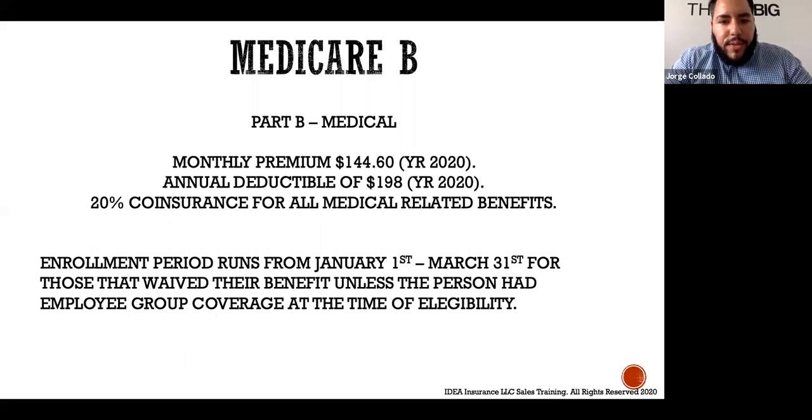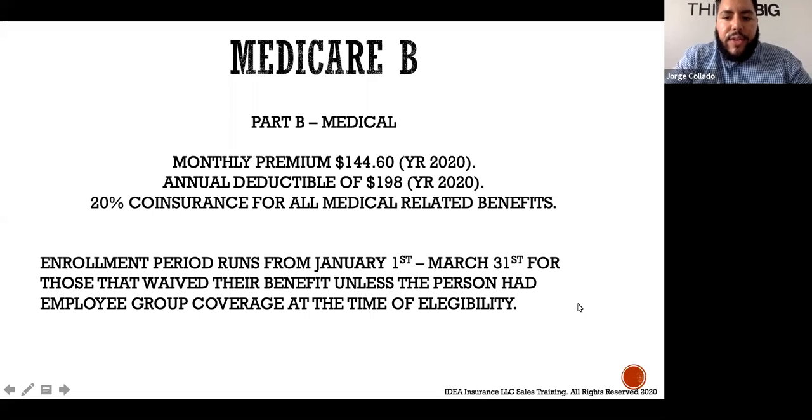Every year they have the option to apply for B between January the 1st and March 31st. Social Security calls that the Medicare General Enrollment Period. Every year from January the 1st to March 31st, anybody that doesn't have B can apply for B, but it has to be during that time frame.